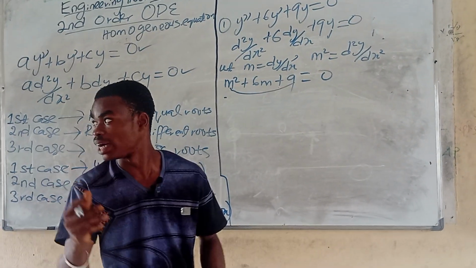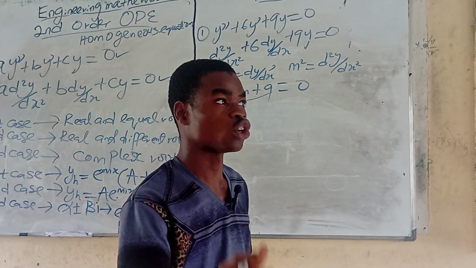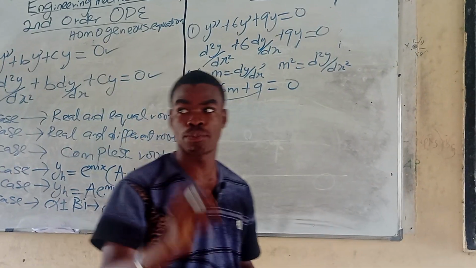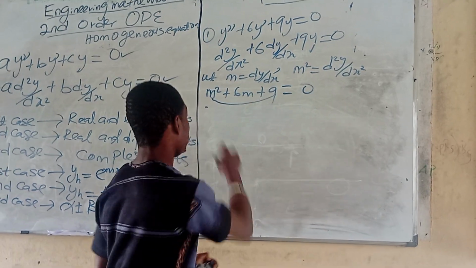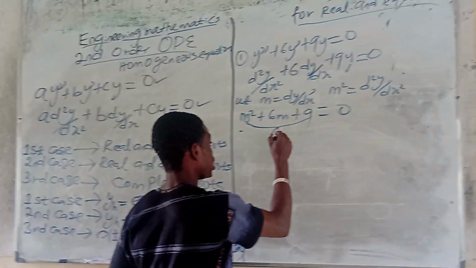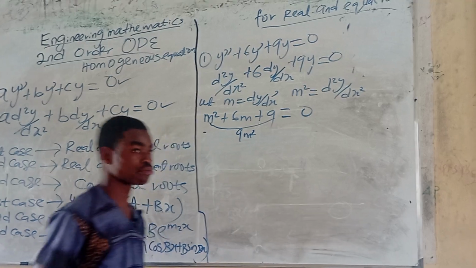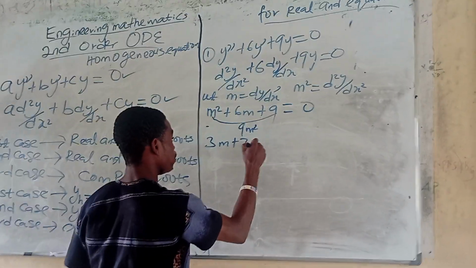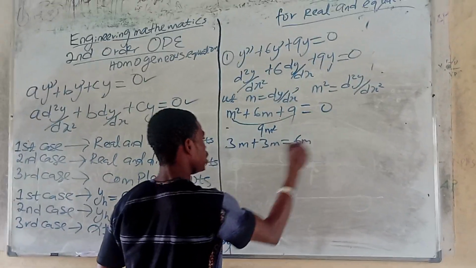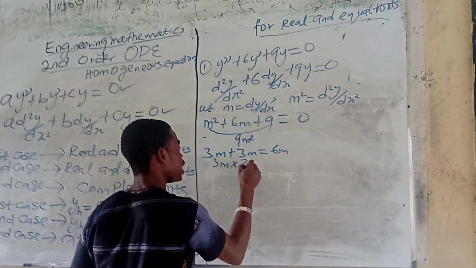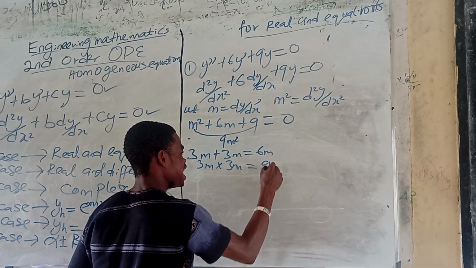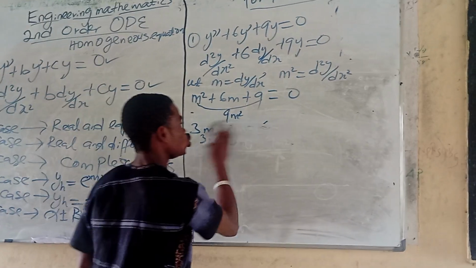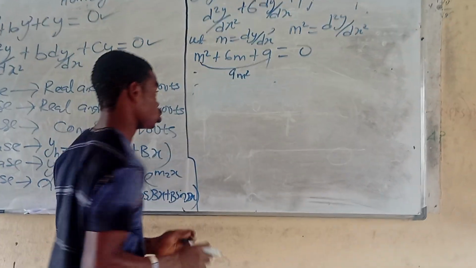Now think of two numbers that, when you add them, give you the middle number, and when you multiply them together, give you 9m squared. So I'll go with 3m plus 3m, which gives us 6m. Now 3m times 3m gives us 9m squared, right? So it will work. That's plus 3m and plus 3m.